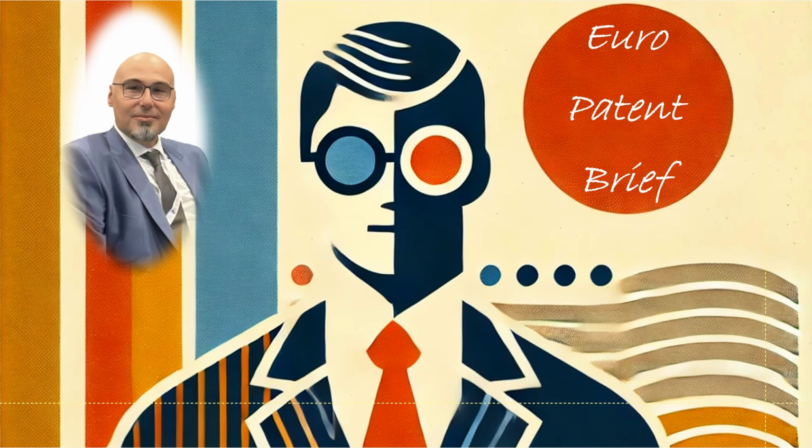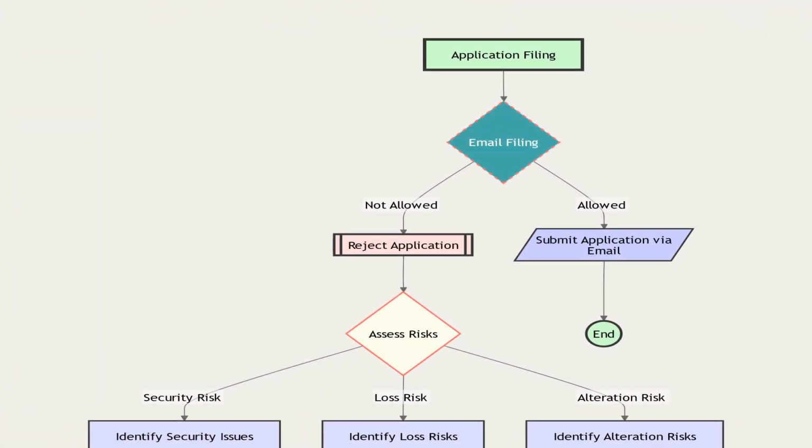In our last session, we covered where and how to file your patent application. Today, we're diving deeper into the specific methods and requirements for filing, focusing on what happens when things don't go according to plan. Remember, this process can be complex and detailed. But don't worry, we'll tackle it together, one step at a time.